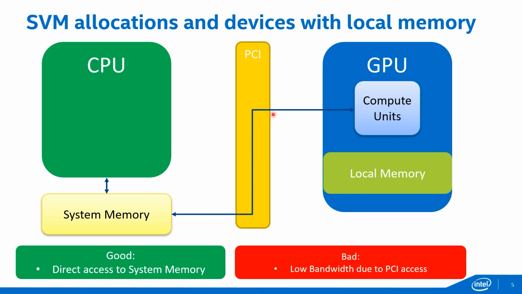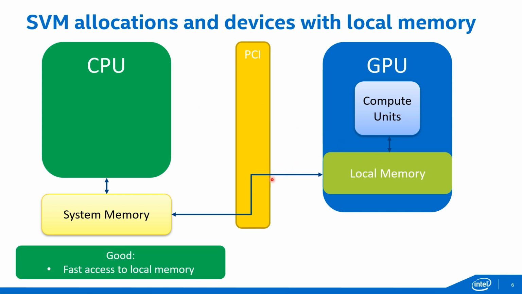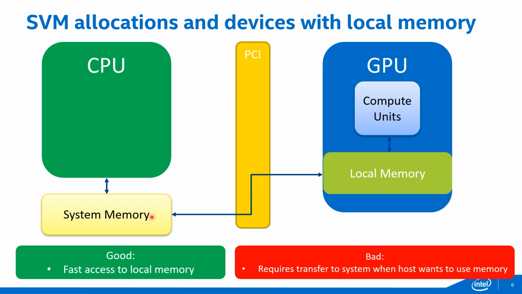Another way to implement SVM is to actually do the migration of memory. So the CPU still accesses the system memory, but whenever the GPU is expected to access the memory, we transfer the memory from system to local memory over the PCI, and further the GPU accesses the copy in local memory. So it has good bandwidth, it has good performance, but anytime we need to read the data back on the CPU, we need to do the migration the other way, which obviously costs performance. So anytime a different device needs to access, we need to redo the transfer.